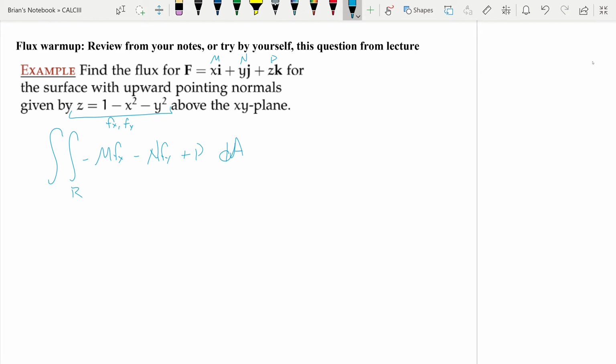All right, if you're working on this and you can't figure out your bounds, I'm going to tell you that your bounds are from 0 to 2 pi for your theta, and for your r, they're going to be from 0 to 1. I don't think you'd ever be expected to derive that on an exam, but you never know, I guess.